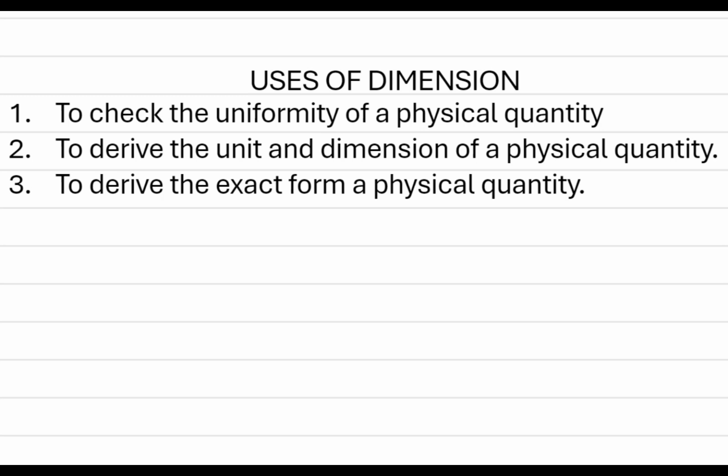We are looking at the uses of dimension. One of the uses of dimension is to check the uniformity of a physical quantity. The second is to derive the unit and dimension of a physical quantity. And third is to derive the exact form of a physical quantity. Well, let's take it one after the other.